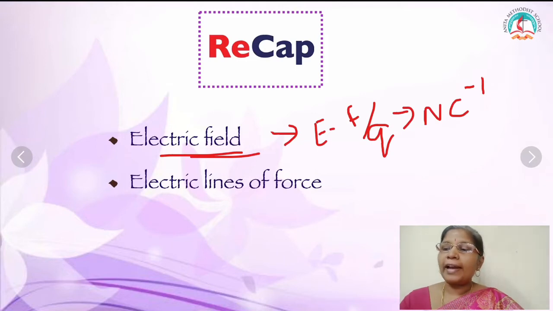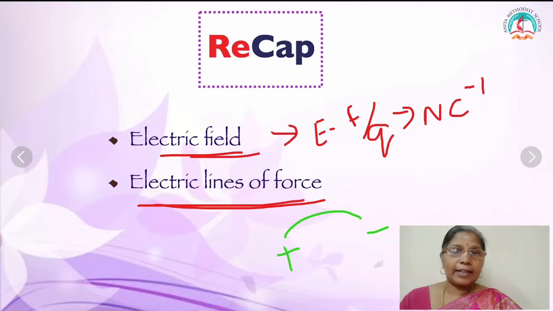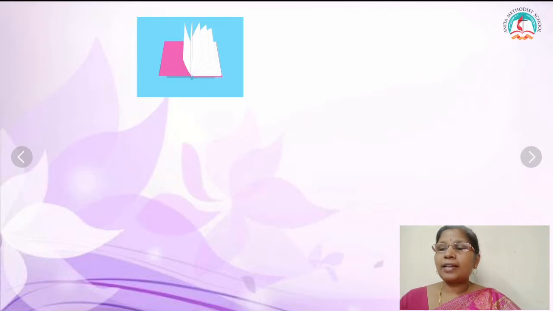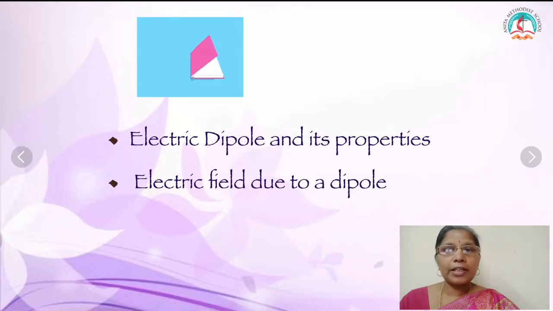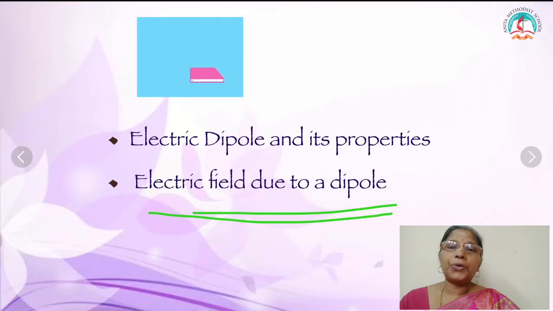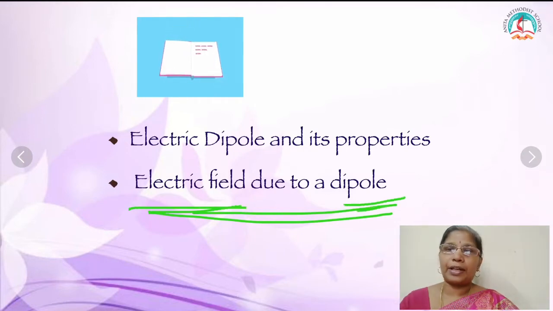And you are prepared about electric lines of force. It is an imaginary, straight or curved line, starting from the positive, ending in the negative, never intersect. When you draw a tangent line, that gives the direction. Like that you are prepared. This class you are going to see about electric dipole and its property. Then the next one is electric field due to the dipole. You are going to calculate the value of electric field in the dipole side.